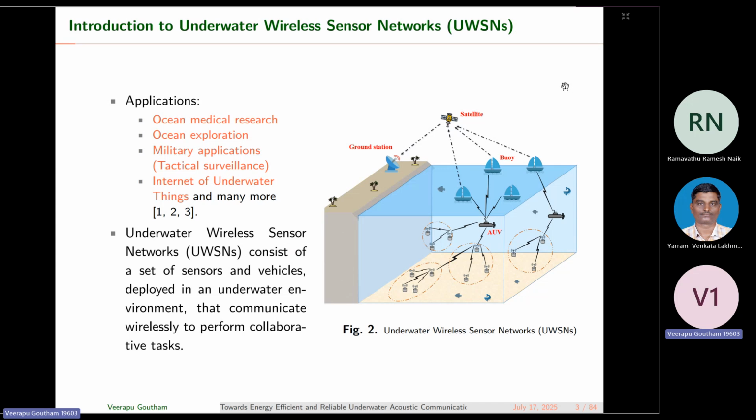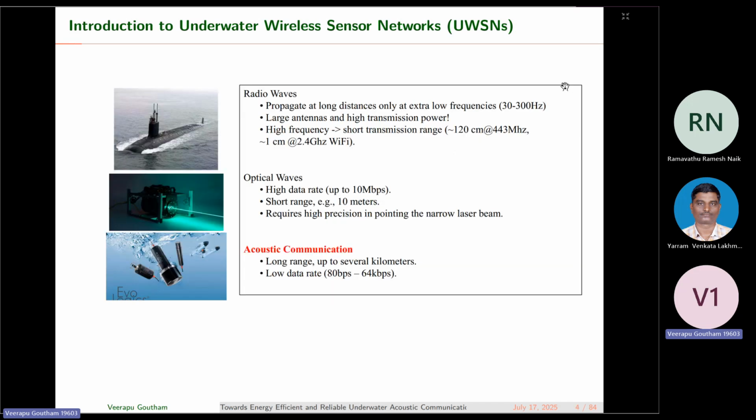When we go with wired communication, there are some problems, like cost is one of the problems. Another is that if any damage happens to the cable, it is very difficult to reconstruct it. When we go with wired communication underwater, that's why nowadays we preferably use wireless communications in underwater. That's why we use the name underwater wireless sensor networks.